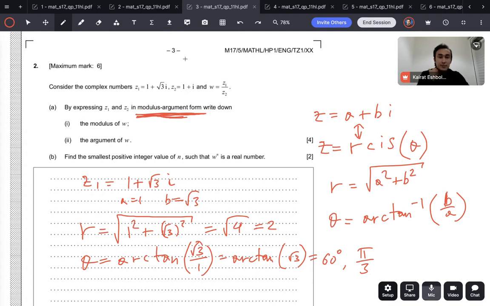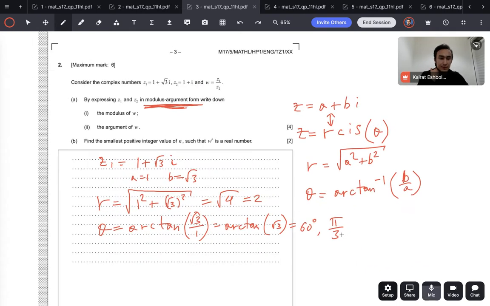Both of them are acceptable. But in the end, it's better to put it in the radian form, okay? So let's do it for z2. z2, we're given, is equal to 1 plus i. What's the a? a is 1, b is 1. Although we don't have any number here, so it's still going to be 1.